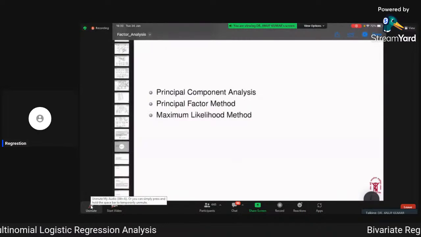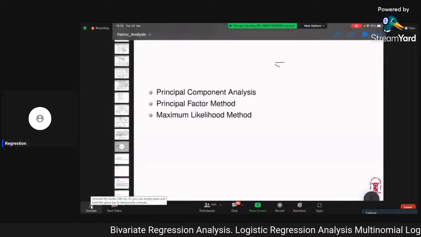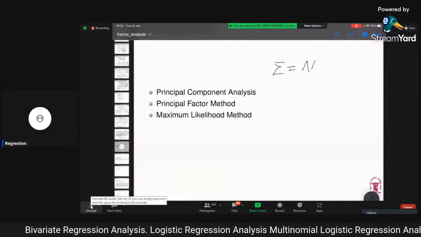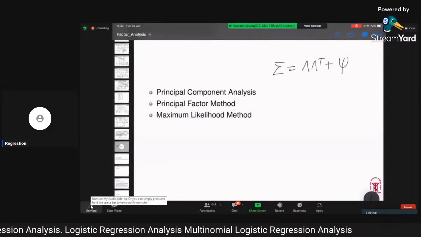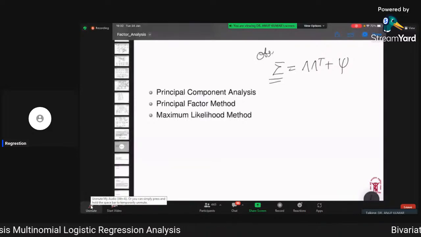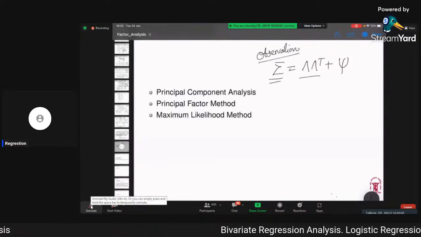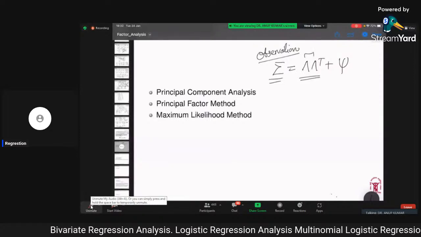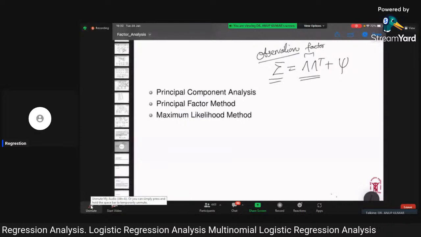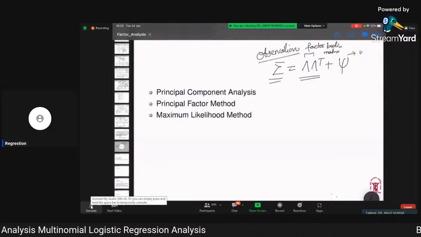Now, as I told you, we have this equation. So this is our variance covariance matrix, which is also observable. And this delta transpose is the factor loadings matrix, and this is unobservable.